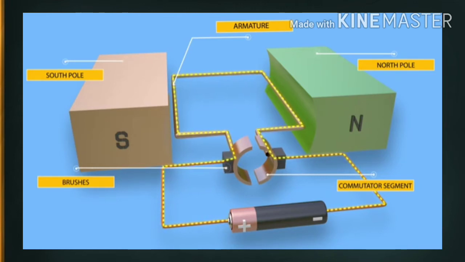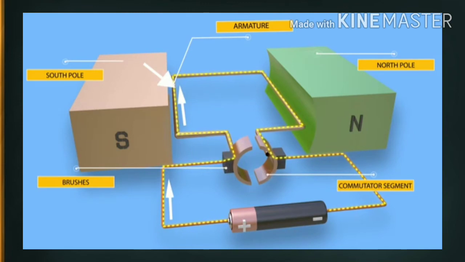If we start to supply DC via the commutator system, current will start to flow. As we see, the positive terminal of a battery is connected to the left conductor of a turn, and the negative terminal is connected to the right conductor of the turn. The north pole of the magnet is placed near the left side, and the south pole is placed near the right side of the turn.